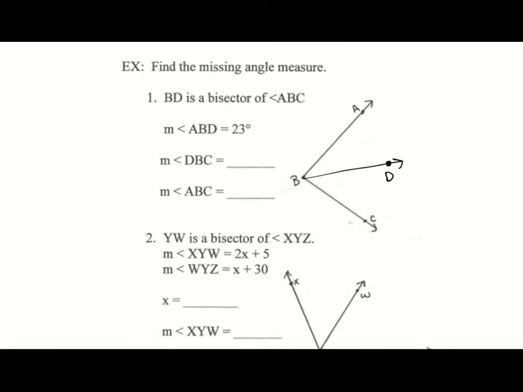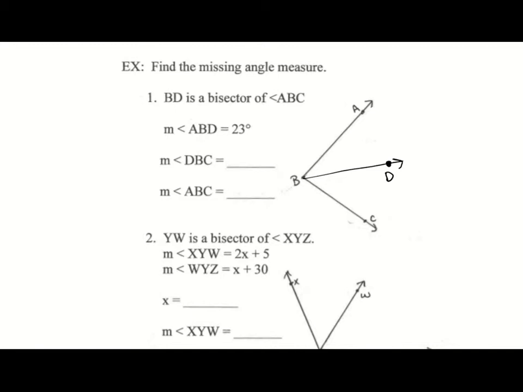In our first example, number 1, it says that BD is a bisector of ABC. And in the print-off on your note sheet, it might not look like a bisector. I fixed mine so that it looked a little more equal. But if it says it is a bisector, even though it might not look like it, that's the information you go with.